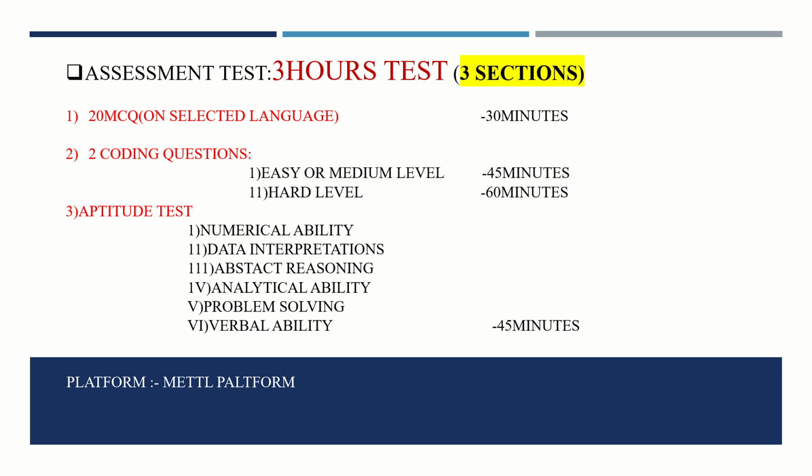In that aptitude test, there will be 45 minutes and 30 questions. In this aptitude test, we can move to any part, like numerical ability, data interpretation, abstract reasoning, analytical ability, problem solving and verbal ability. I think numerical ability will have 10 questions, and data interpretation 5 questions, exactly 5 questions. And verbal ability 10 questions, and the leftover questions will be abstract reasoning, analytical ability and problem solving.